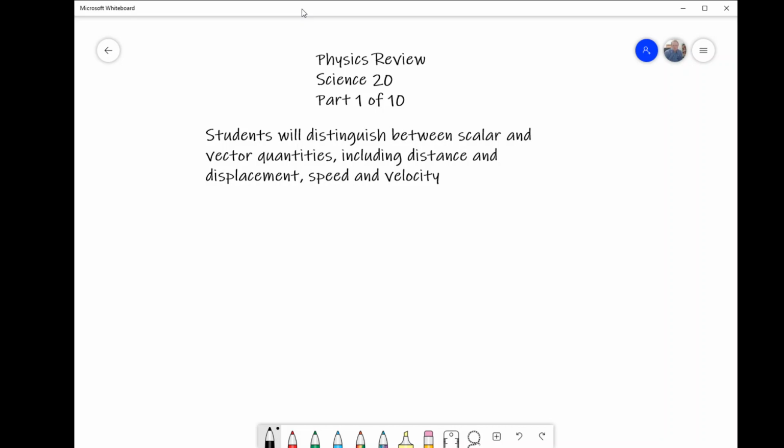So our first unit, or the first topic I should say, of the physics unit in Science 20 is a review topic from Science 10, and it will be reviewed again in Physics 20. Students will distinguish between scalar and vector quantities, including distance and displacement, speed and velocity. So remember, scalar has no direction. The vectors have magnitude and direction.